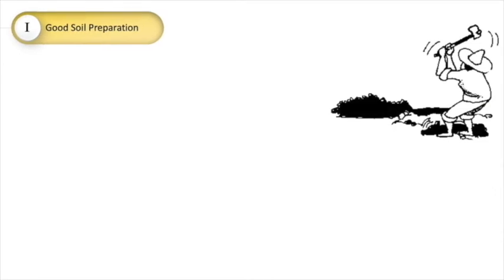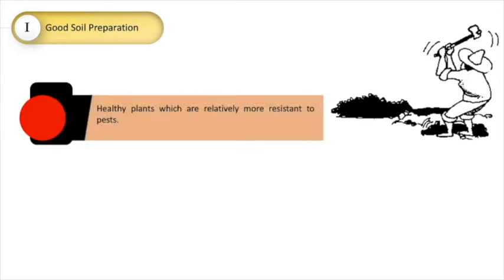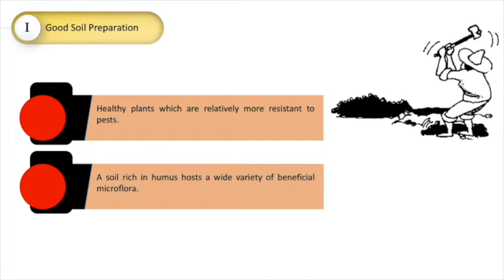This is the first important element in pest control strategy. Healthy plants which are relatively more resistant to pests should be selected for planting. A soil rich in humus hosts a wide variety of beneficial microflora that trap nematodes and destroy or keep in dormancy diseased organisms, thereby encouraging beneficial insects. The purpose of land preparation is to provide the necessary soil conditions which will enhance the successful establishment of the young offshoots or the tissue cultural plants received from the nursery.